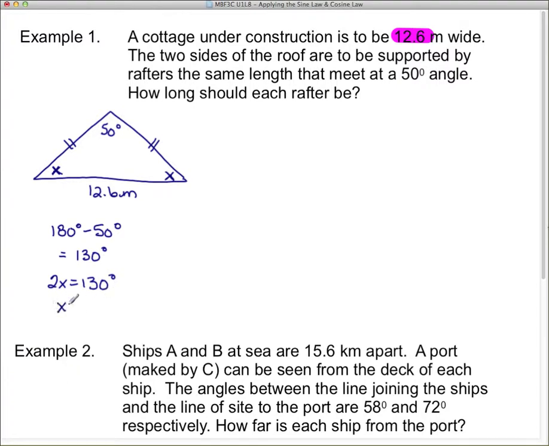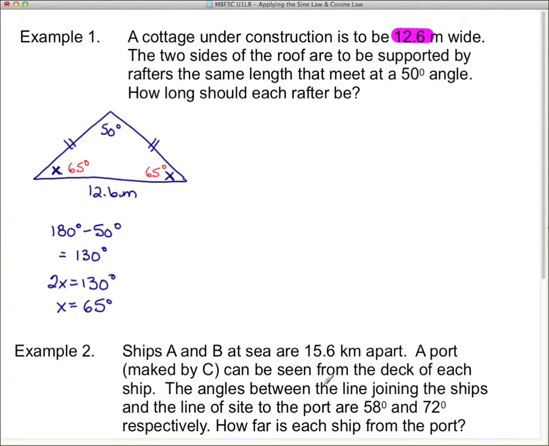So one of those x's has to be 65. In fact, either one of them is 65. So I'm going to take this. We've just figured this one out. We know what these angles are. Those angles both have to be 65 in order for them to be the same, and in order for all three of those things to add up to 180.